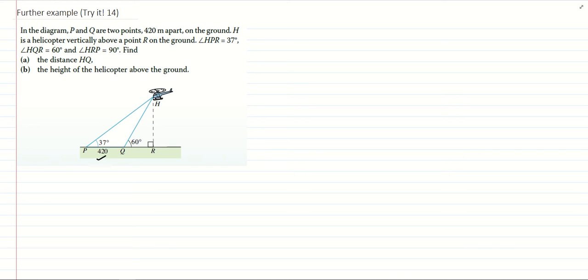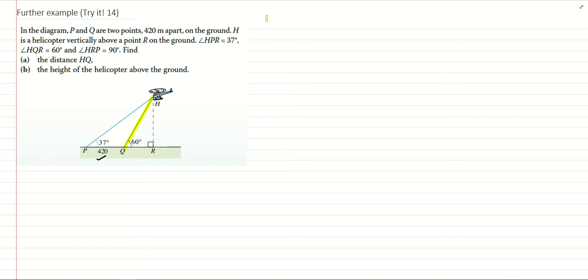Okay, on the ground, H is a helicopter vertically above point R. On the ground, angle HPR is 37 degrees, angle HQR is 60 degrees, and angle HRP is 90 degrees. So all is given. Find the distance HQ. So let's highlight the distance identified.